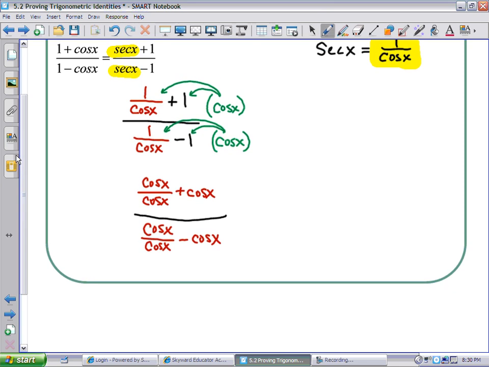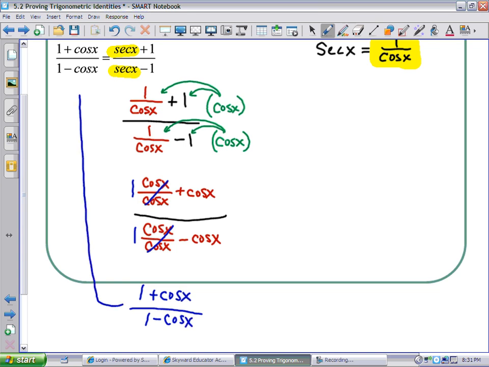Well, if I replace cosine x over cosine x with 1 and cosine x over cosine x with 1, I'm going to get (1 plus cosine x) over (1 minus cosine x), which was what we were trying to prove from our beginning equation.